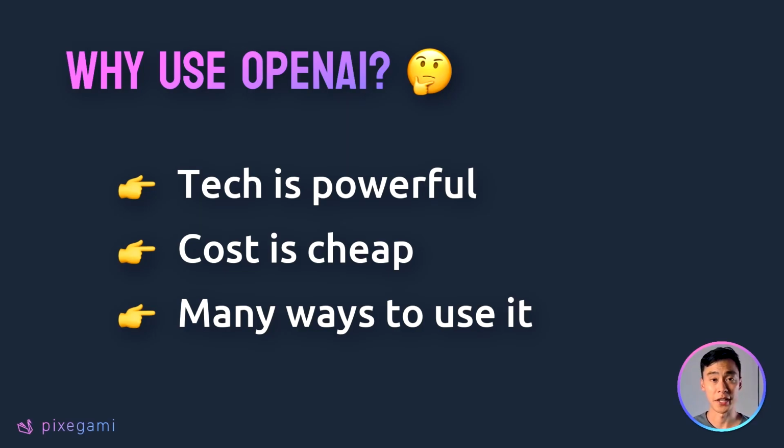Before we get started coding, let's take a look at some of the benefits of using an OpenAI API. First of all, the tech is extremely powerful, but it's also really cheap to use. There are also many ways to use it. And I think that these three things create the perfect storm for innovation and creativity when it comes to using generative AI, both for business and for just fun projects in general.